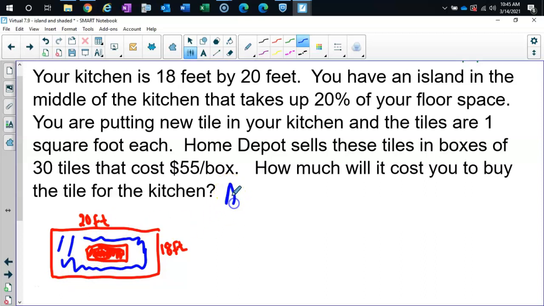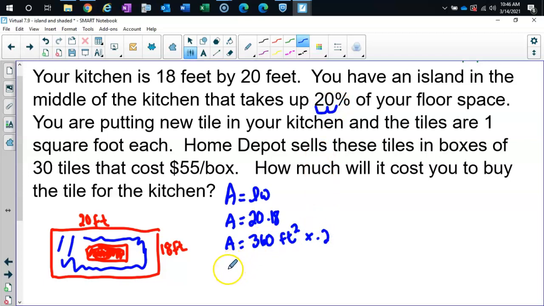So the first thing we're going to do is find the area of the kitchen. That would be if there was no island, we would cover that entire area. So our area is 20 times 18 is 360 square feet. Okay. But 20% of our floor space is covered by the island. So remember, 20% of the floor. Take 20%, change it to a decimal. So 0.2 times 360 is 72. That is the part that's covered. So we're going to subtract that out. So what do we actually need? 360 minus the 20% that is covered by the island is 288 square feet. So that's how much square footage or area we are actually going to buy tiles for.